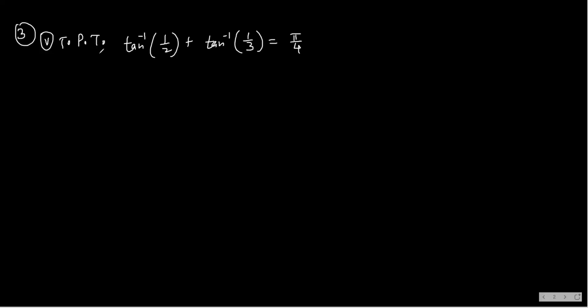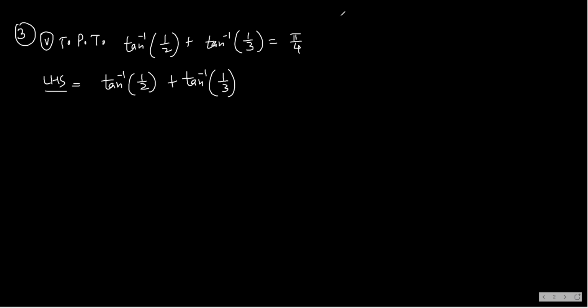The next one is to prove that tan inverse of 1 by 2 plus tan inverse of 1 by 3 is pi by 4. This is the easiest of all. I will start with left hand side, which is tan inverse of 1 by 2 plus tan inverse of 1 by 3. Now, as we all know, what is tan inverse of A plus tan inverse of B?